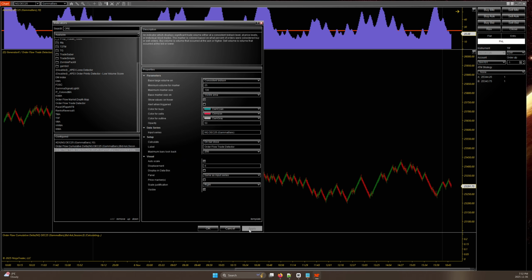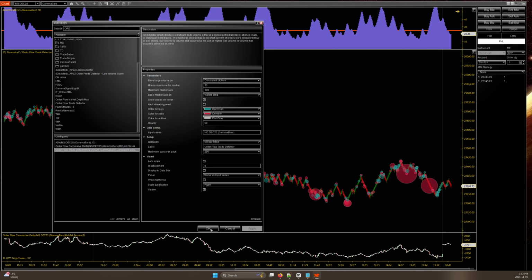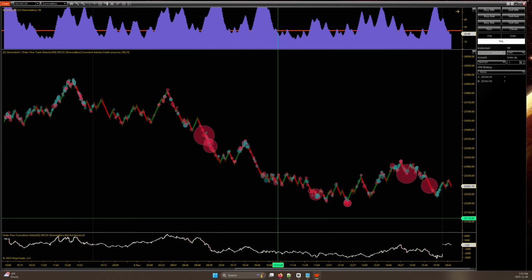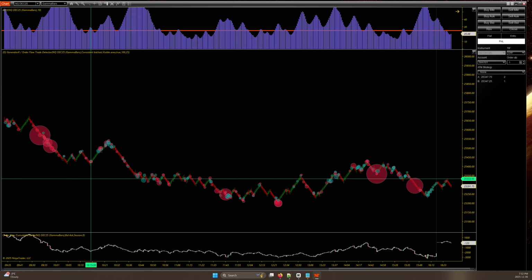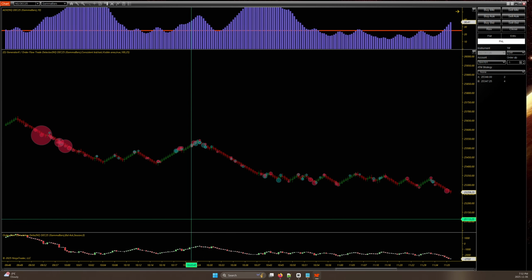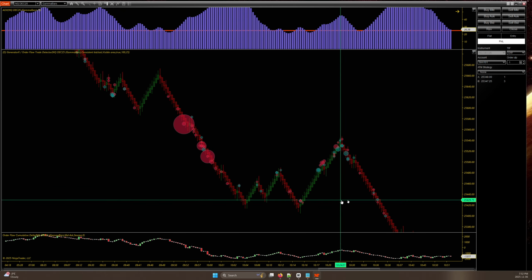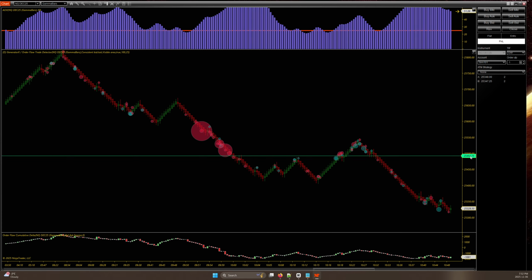Let me just add this here. Okay, so I just added what's called order flow trade detector. Keeping on the topic of delta, these bubbles that come on the chart show you the delta.